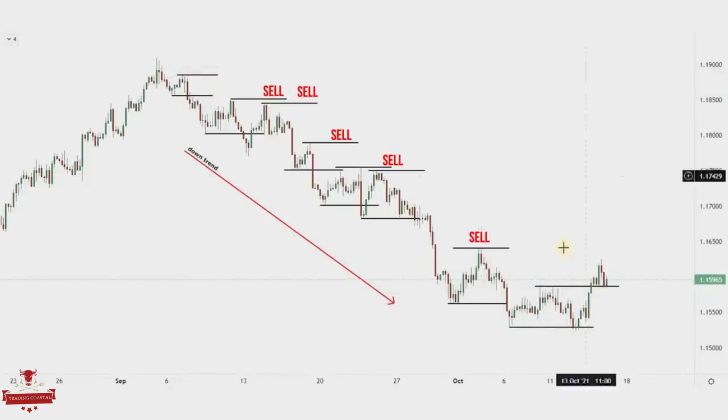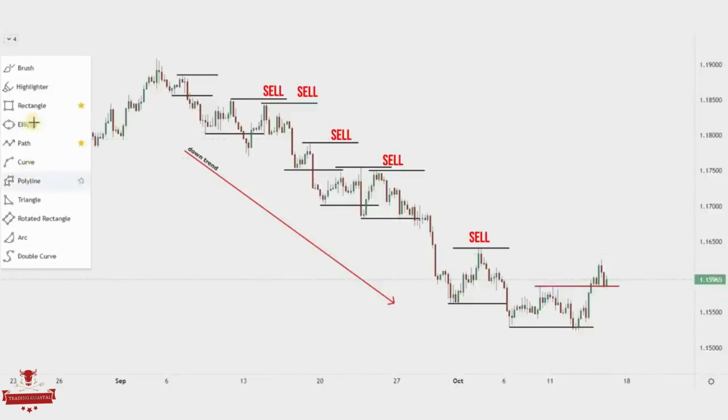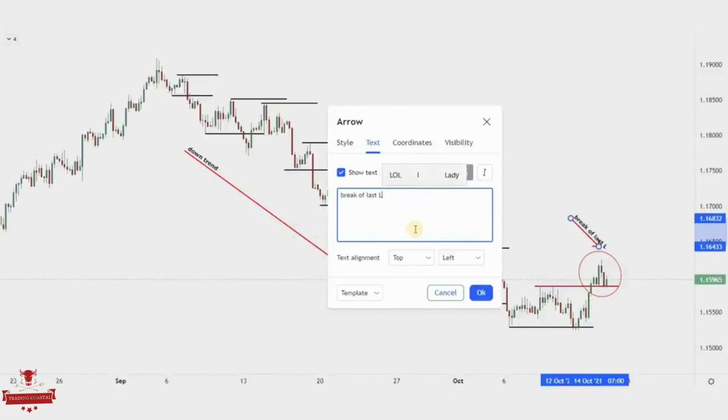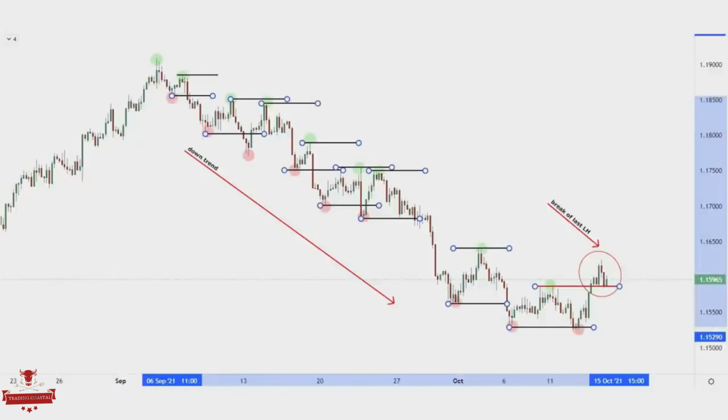But this isn't the main topic of this video, because the setup that we shared was a reversal one. We noticed a break of structure, a break of the last lower high. As we mentioned in previous videos, it's based on the Dow theory of trend change.